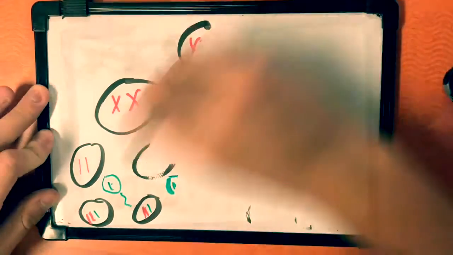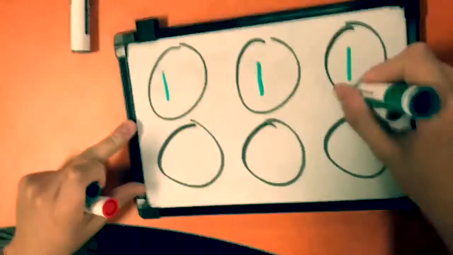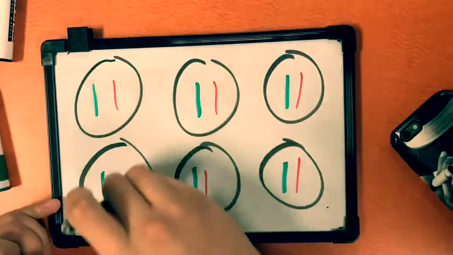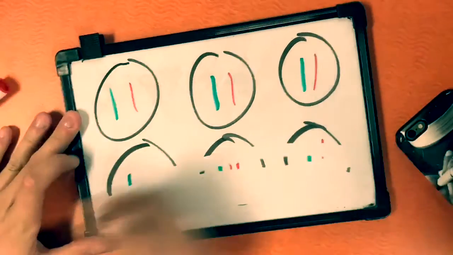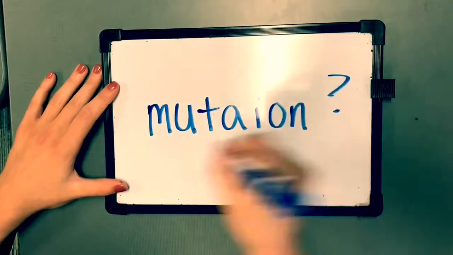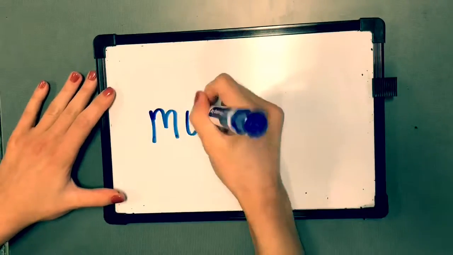There can also be a trisomic zygote, which has 3 copies of a particular chromosome, and finally there's polyploidy, where the organism will have 2 complete sets of chromosomes. And that pretty much sums up mutations. Pretty simple, right?